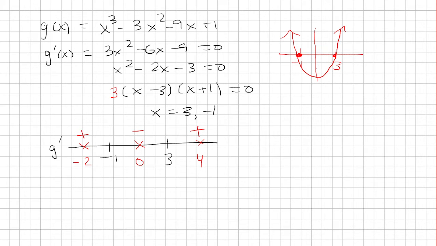So if you're not sure how to do this, you'd always just plug it in. If I plug in negative 2, negative times a negative gives me a positive. Plug in 0, negative times a positive is a negative. Plug in 4, positive times a positive is a positive. So increasing, decreasing, increasing.